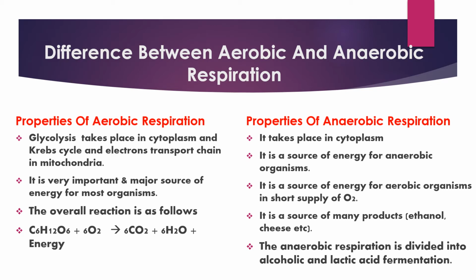Glycolysis is the first phase of aerobic respiration, in which the glucose molecule is broken down into pyruvic acid, while in the second phase the pyruvic acid is completely broken down into carbon dioxide and water. That is done in the Krebs cycle and electron transport chain, which take place in the mitochondria of a cell. In anaerobic respiration, it takes place only in the cytoplasm. It doesn't happen in mitochondria.